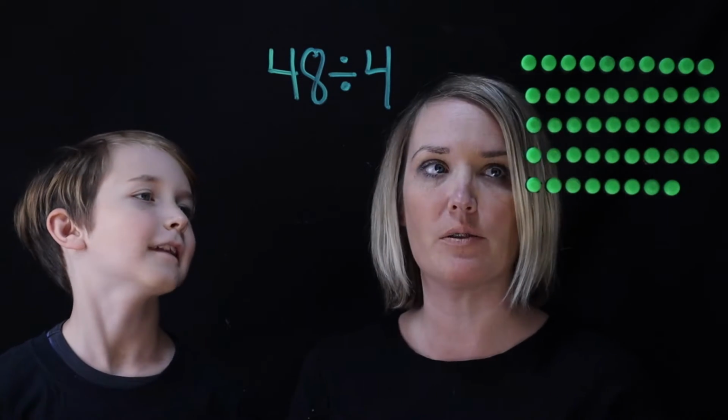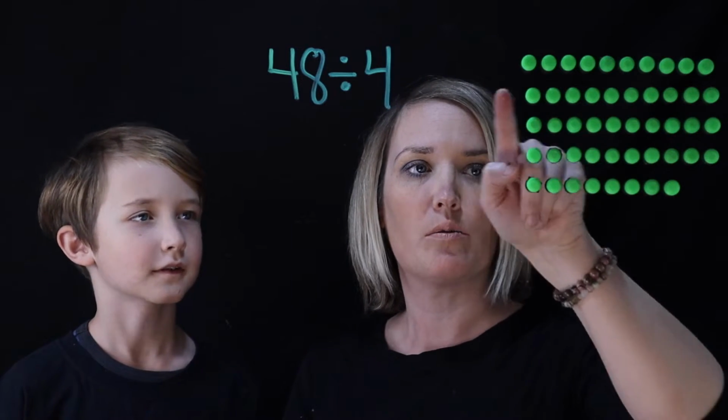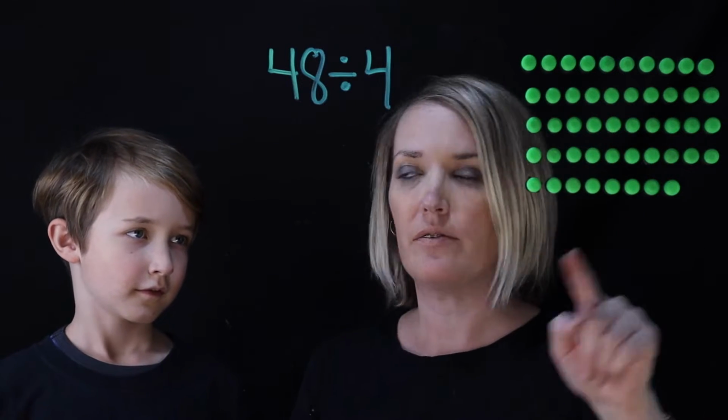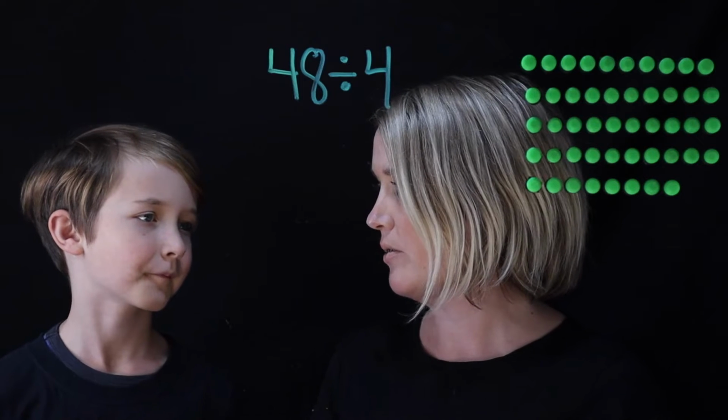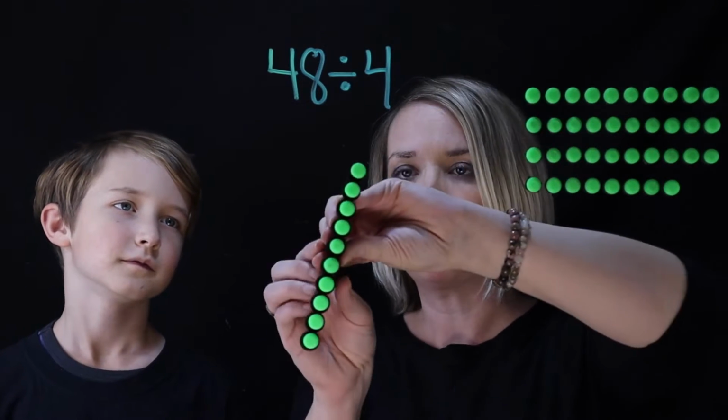Okay, so I have 48 things here. I've got 10, 20, 30, 40, and then 48. Yeah. So 48 divided by 2 first. What's that? It's 24. Okay, so let's move them so that people can see them.